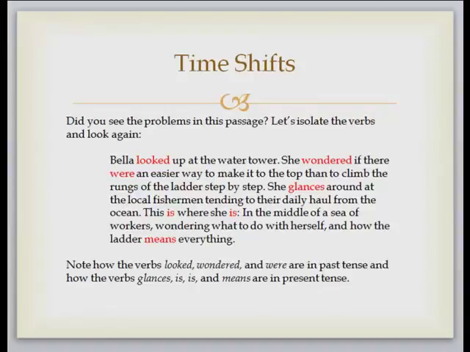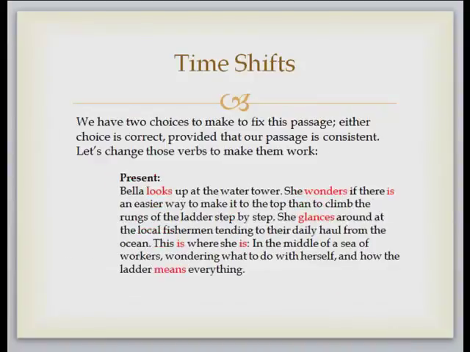While maybe when you first read this, it looked fine, there are things that we need to do to make this consistent, right? To keep it to where if people are really reading what we're talking about, they can understand what kind of tense we're in, right? So let's go on. We have two ways of fixing this passage. Either choice is correct. There's really no right or wrong here, provided that we're being consistent. So let's change them into the present tense. Let's change those verbs to make them work.